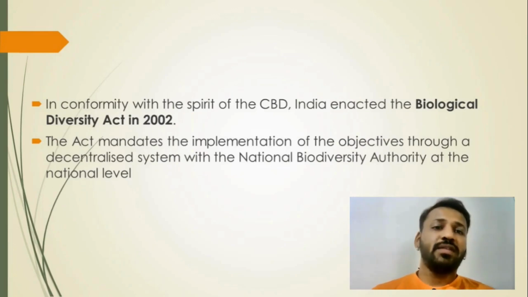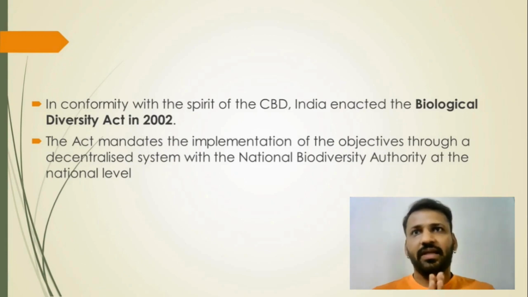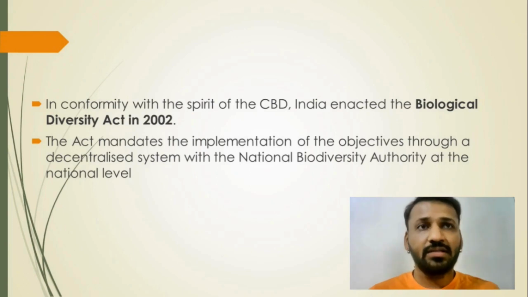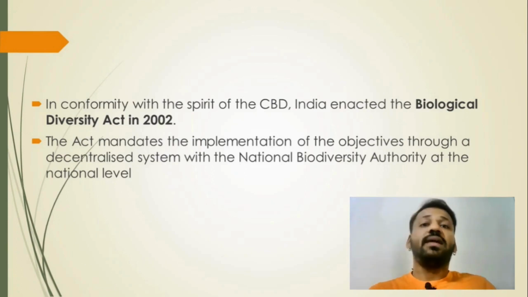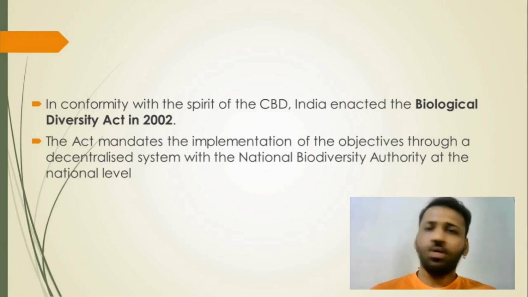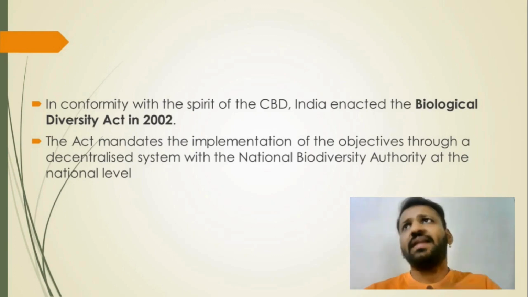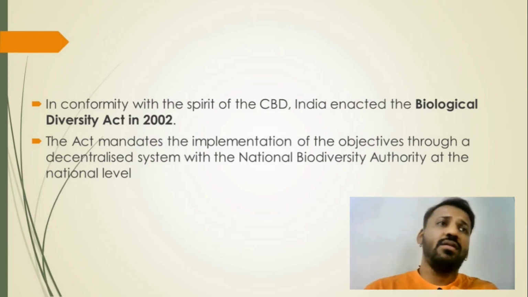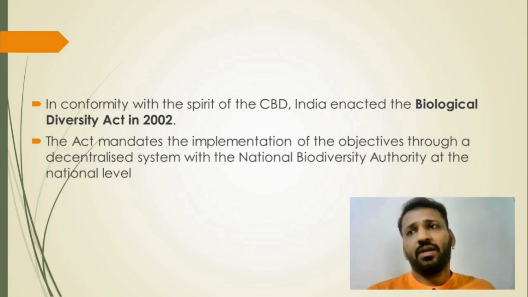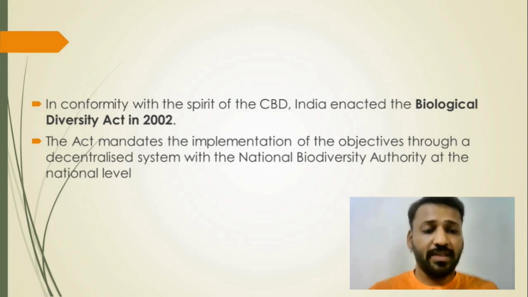The Biodiversity Act is very decentralized in terms of India. We have district level committees, state level committees, and national level committees to give feedback and to preserve the biodiversity. So this is one of the major actions that India has taken to fulfill this international agreement of CBD. These are the various things that international institutions are doing to protect biodiversity.